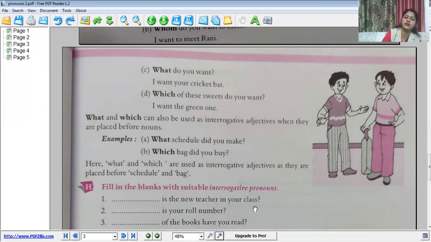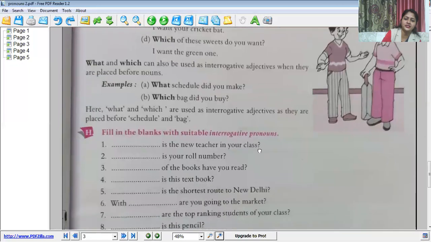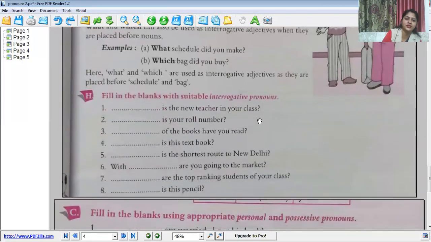Now we have to fill in the blanks with interrogative pronouns, children. So let's quickly do this exercise. Dash is a new teacher in your class. So you're asking a question. So you'll say, who is the new teacher in your class? Then next one. Dash is your roll number. What is your roll number? Okay. Dash of the books have you read? Which of the books have you read?